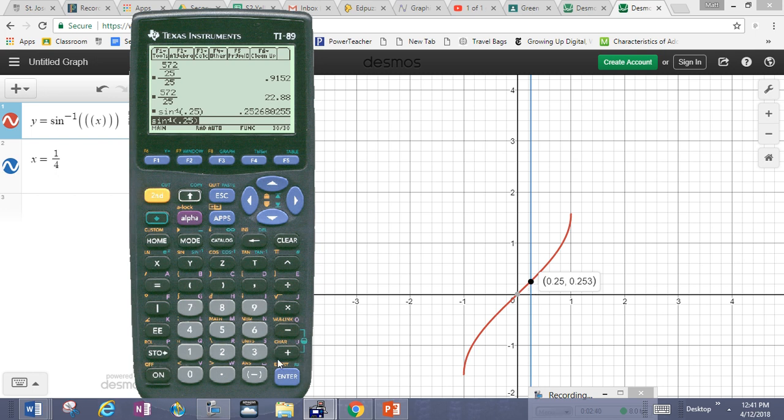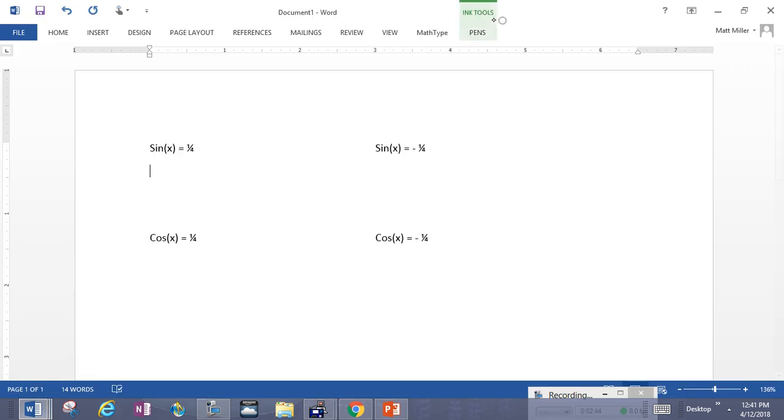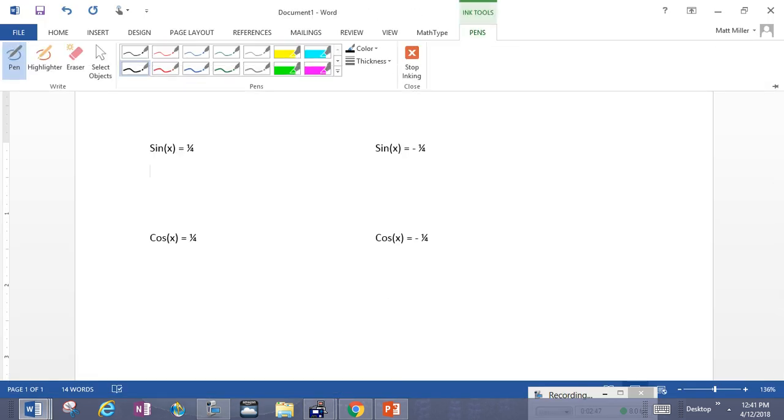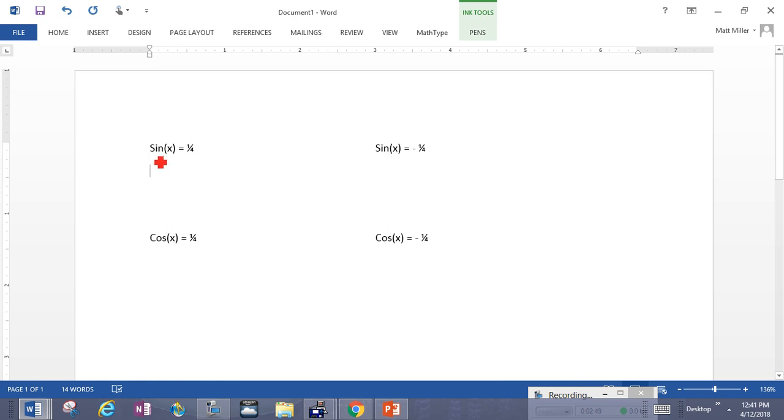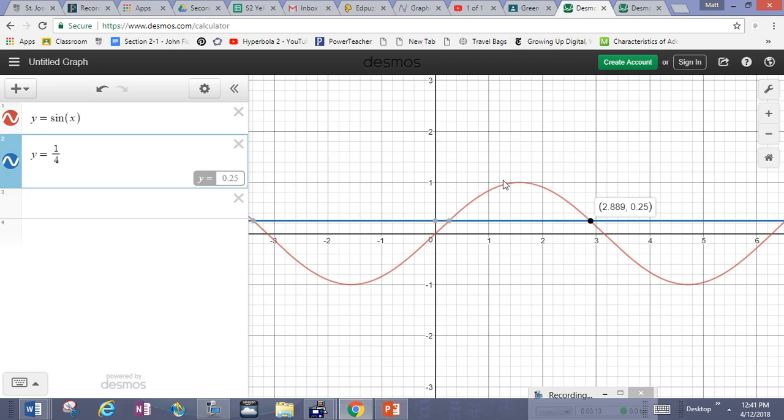So the question is, how do we find the answer to this little question right here? Sine of x: we say x equals the inverse sine of 1/4, and actually that's the exact value. We said that that's equal to 0.253. But that's only one strike. Where's the other time it hits?